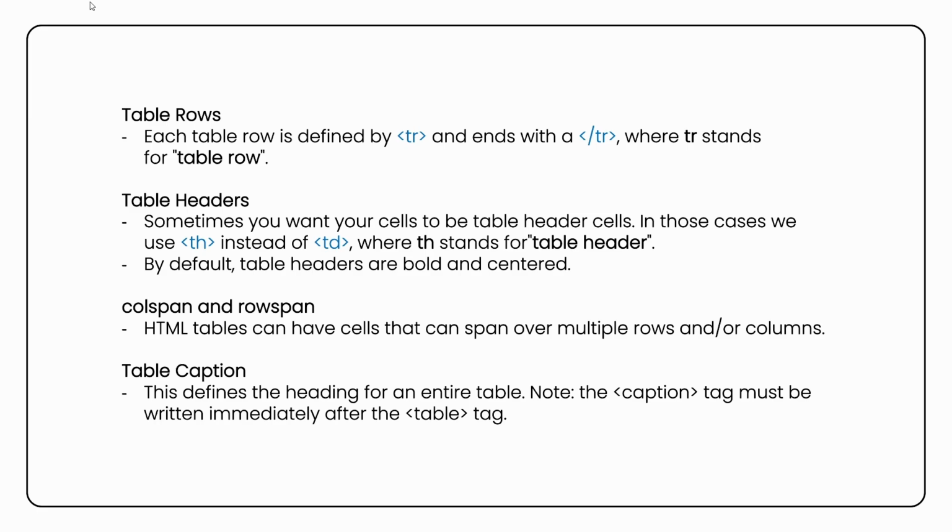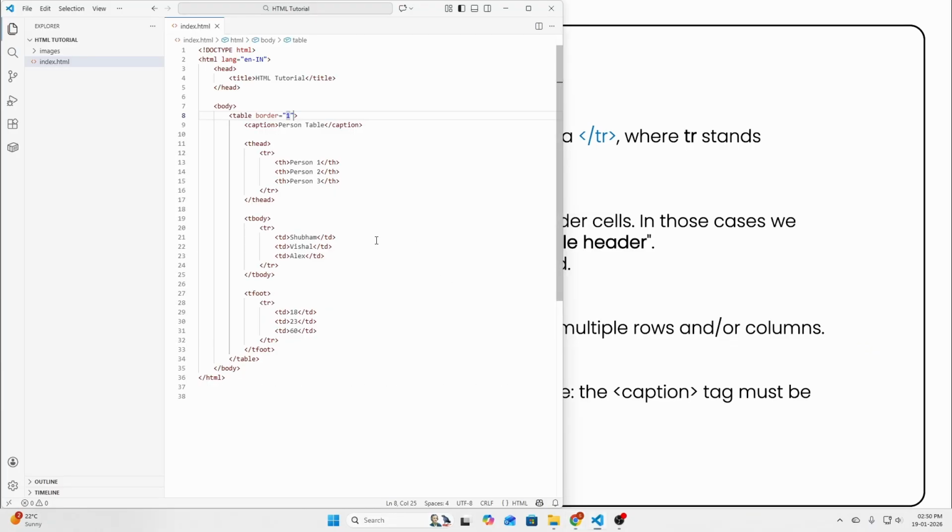So if we talk about the colspan attribute, we can make a cell span over multiple columns by using the colspan attribute and passing it a numerical value such as 2 or 3 to span over 2 or 3 columns. So for this, let's go to our Visual Studio Code here and delete the code here.